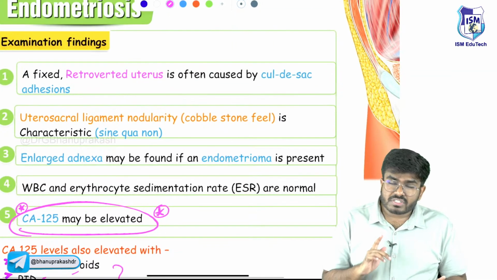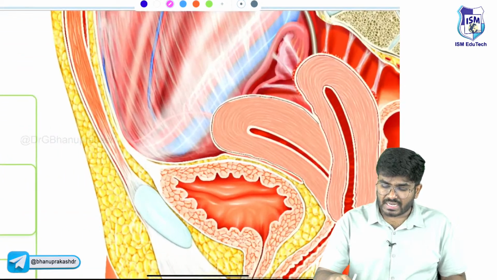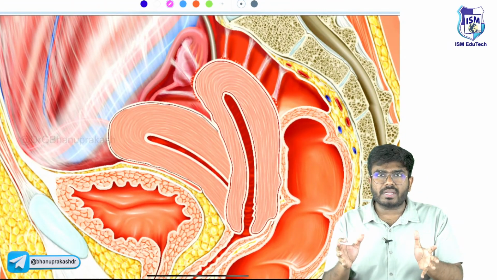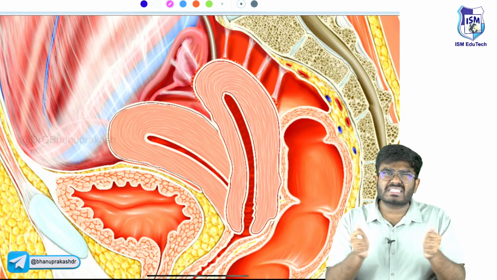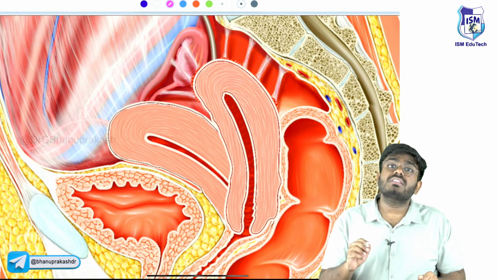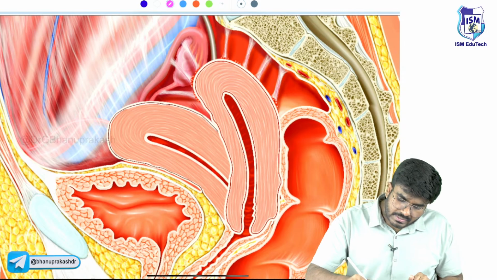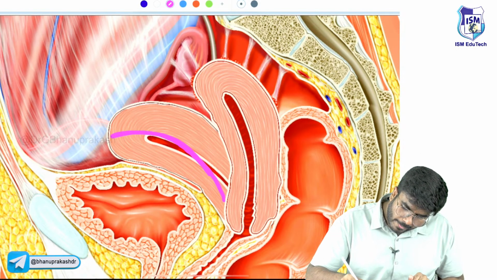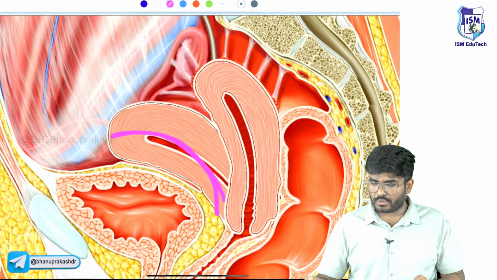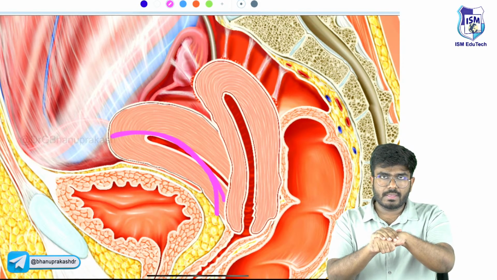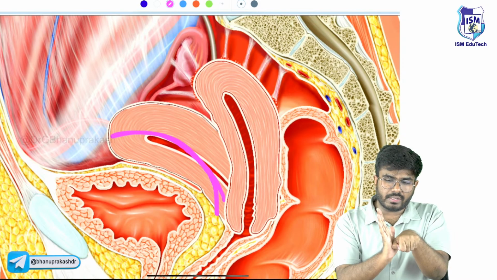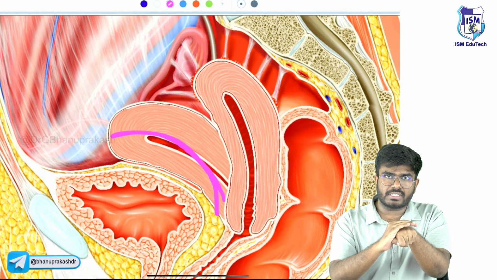But the important point which I want you to know is, because of the unnecessary adhesions, so many endometrial implants cause inflammation, leading to formation of these fibrous strands, adhesions. Because of these adhesions, do you know what happens? See, the uterus was supposed to be antiverted and antiflexed like this. Imagine this is the urinary bladder, this is the uterus. Uterus is like this, antiverted and antiflexed.